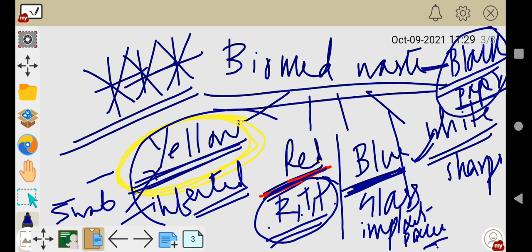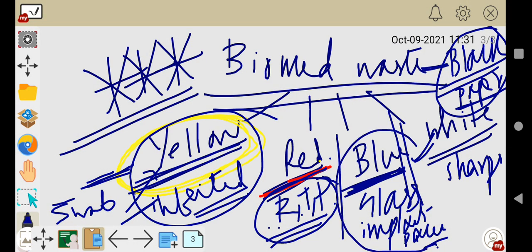So in yellow we'll throw the infected ones like the swabs, the placenta, or any human waste like this. Even cytotoxic drugs, these all we will throw in yellow, okay? In red, rubbers, tubes, plastics like folies. Urine bag, right? Blood bag, yellow. Urine bag, red. In blue, glass, implants and pacemakers. In white, sharps, needles, etc. And in black, paper. Okay.